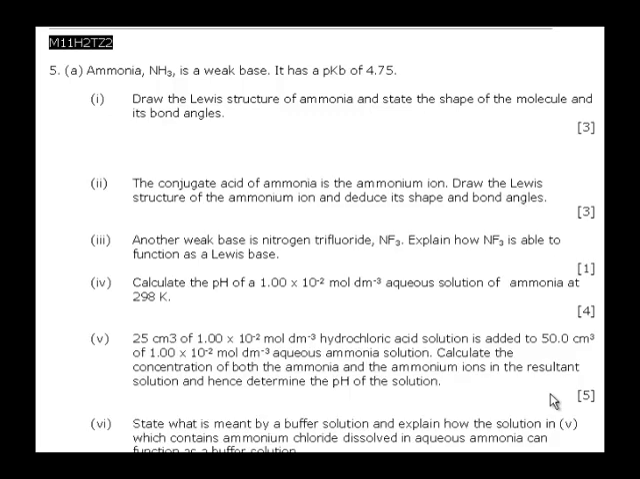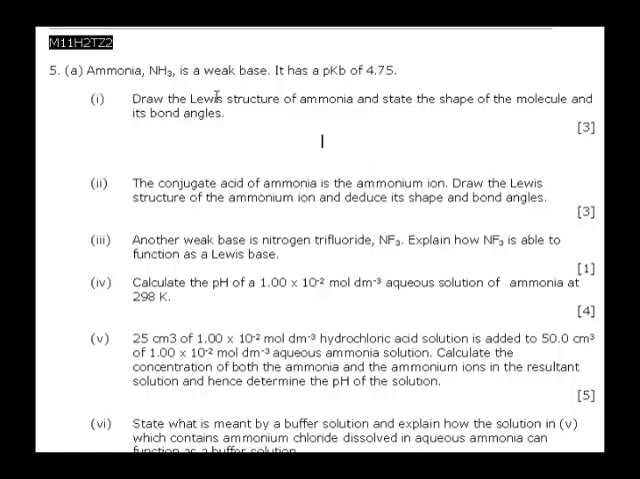May 2011, High Level Paper 2, Time Zone 2, Question 5. Ammonia, NH3, as a weak base, has a pKb of 4.75. So this is a question about weak bases. Ammonia is the typical weak base. It's the one that is generally thought of as typical and often appears in questions.